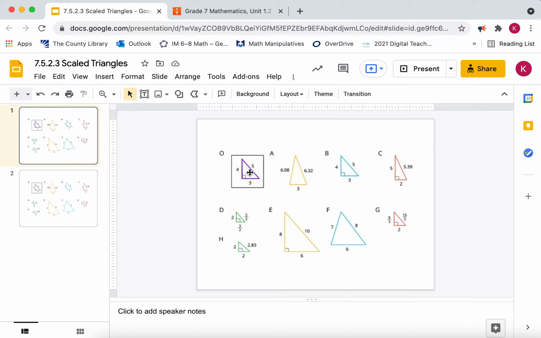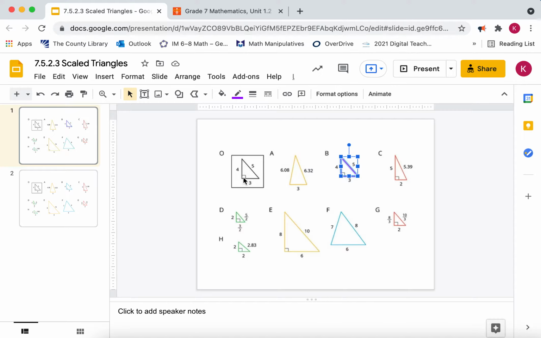So first thing, my eye goes straight over here to B, and B looks exactly the same to me. So I'm going to just double check that by putting that on top of it, and it's exactly the same shape and size. So those are identical, and so does that mean they're scaled copies? Yeah, actually they do. A scaled copy doesn't have to be larger or smaller. It can be exactly the same size.